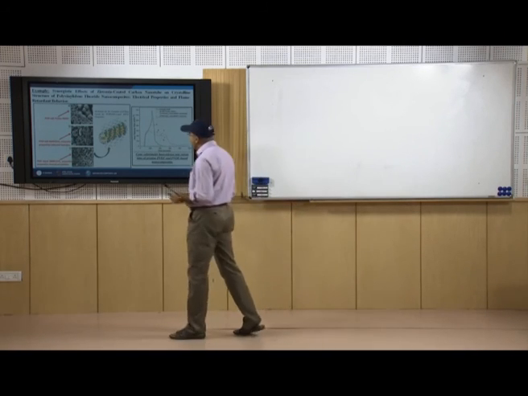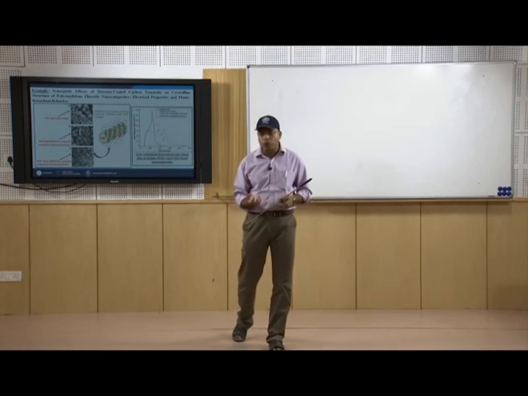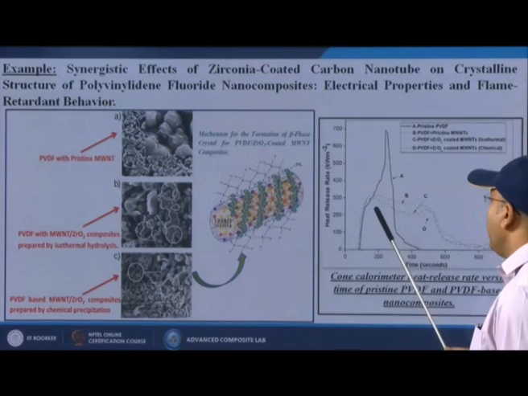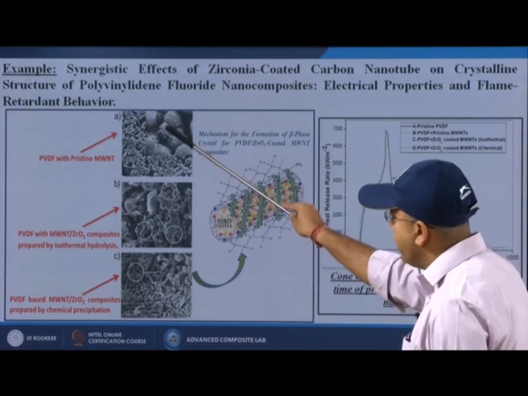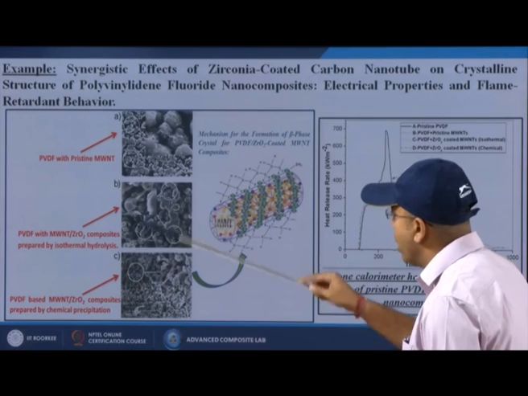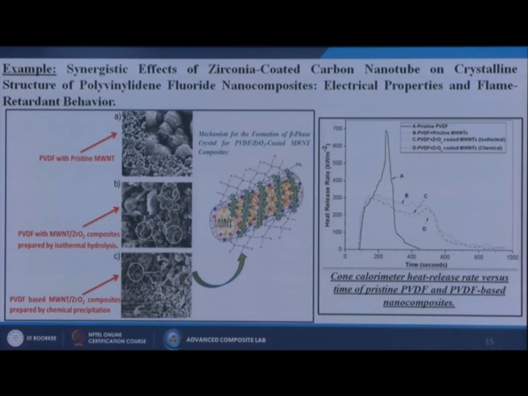Then this kind of modified carbon nanotubes we have mixed into PVDF solutions. Into the PVDF solutions we have made the composites and then tested the fire retardant properties. In this particular case, first we have PVDF with pristine MWCNT, then PVDF with MWCNT-zirconia composite prepared by the isothermal hydrolyzation process, which I have already mentioned, and the last one is PVDF based on MWCNT zirconium oxide nanocomposites by the chemical precipitation method.